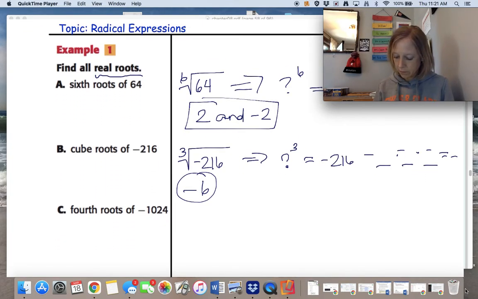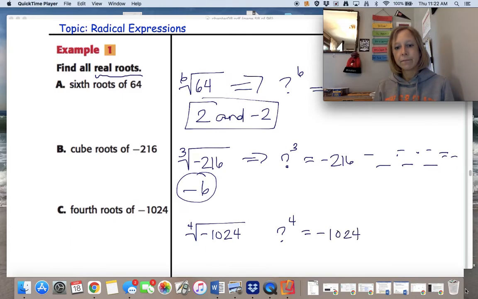All right, last one. We are going to find 4th roots of negative 1024. So what can you raise to the 4th power to get negative 1024? So we're going to have something that's multiplied 4 times, and we are going to come up with a negative answer. Is that possible? Nope. So there is none. There is no solution.